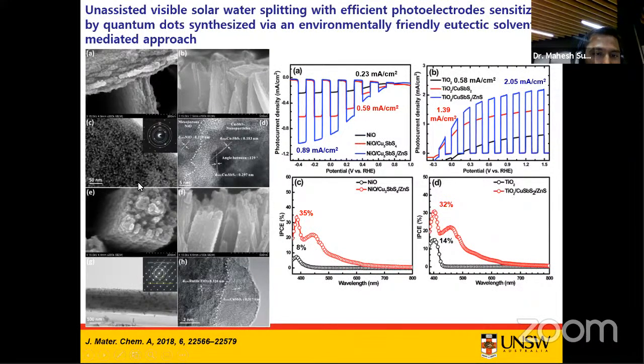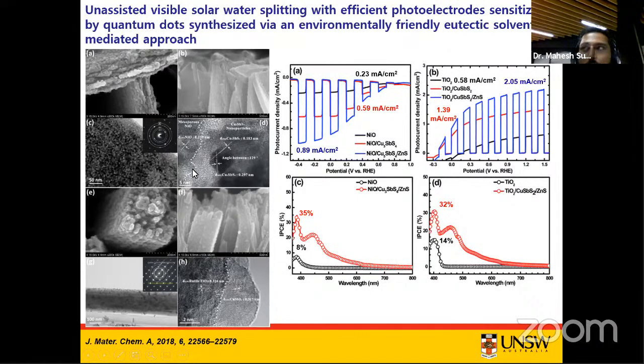So these are the TEM images. Of course, I'm not going to go into details. You can clearly see that there is a sensitization of these Cu3SbS4 nanocrystals or quantum dots on the NiO nanosheets, whereas you can clearly see the sensitization of these CuSbS2 nanocrystals or quantum dots on top of the TiO2 nanorods, which we further confirmed using high resolution TEM, that is HRTEM. And we confirm that there is a sensitization of these Cu3SbS4 nanocrystals on the NiO and CuSbS2 nanocrystals on the TiO2 nanorods.